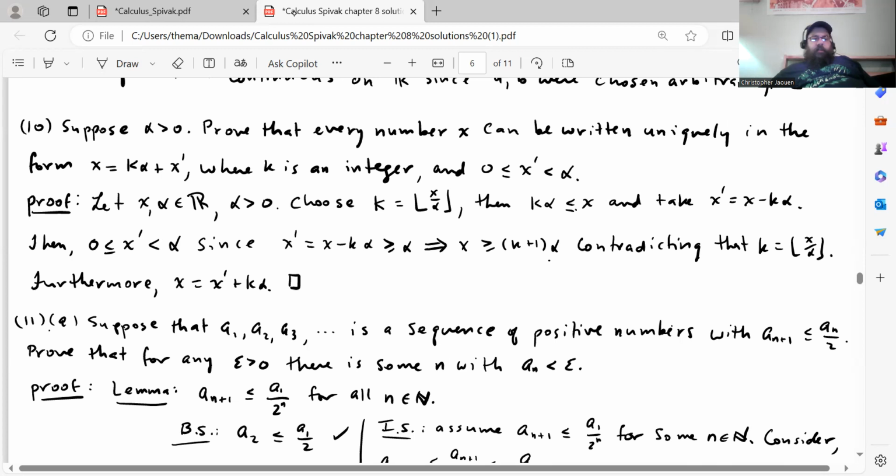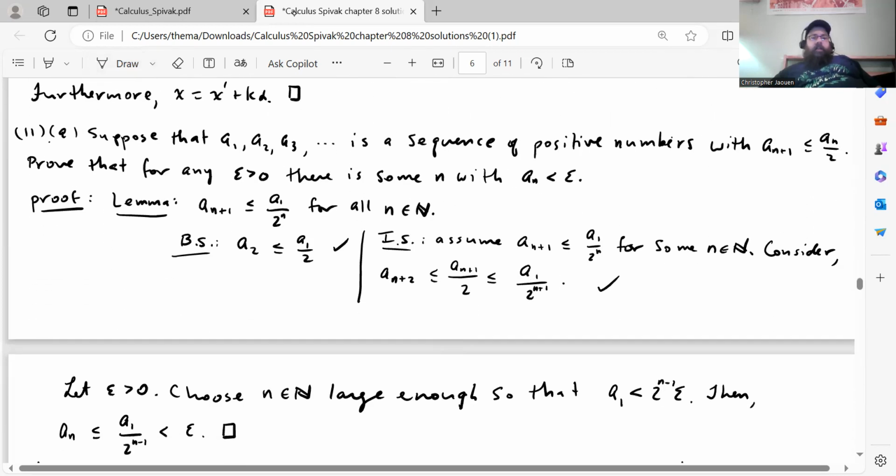Furthermore, x equals x prime plus k alpha. You can just add k alpha to both sides here.